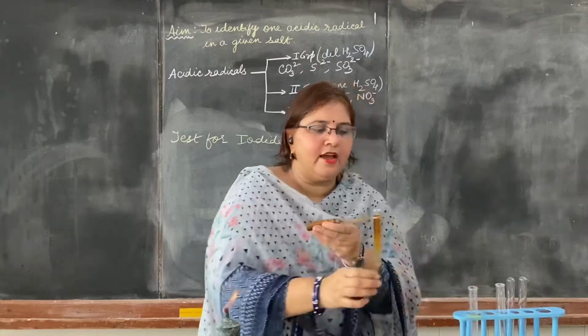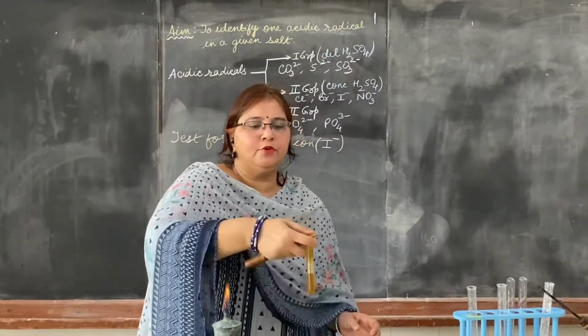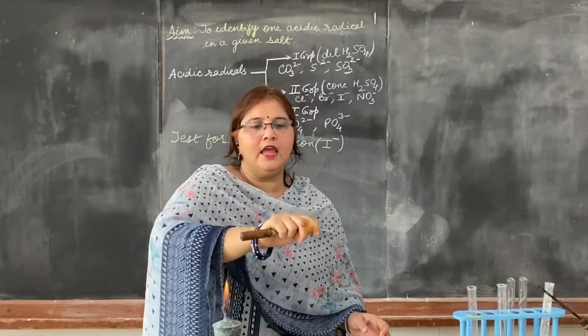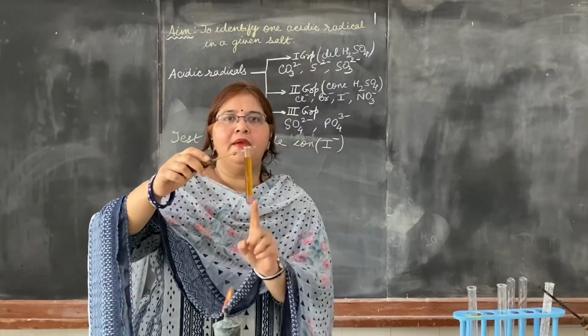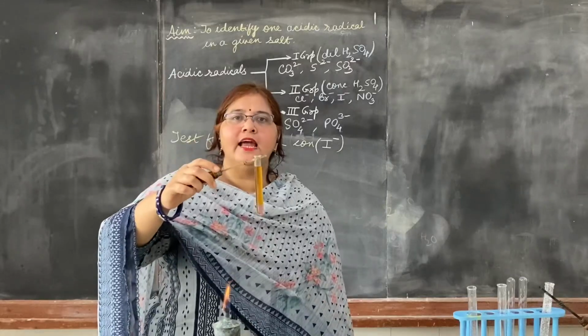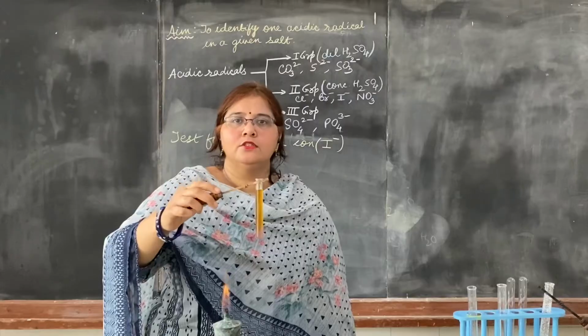As soon as we have added the chlorine water, we shake it by putting the thumb over the test tube, removing it again, and you will see the organic layer turning pink at the bottom of the test tube, which indicates that the iodide ion is confirmed in the given salt.